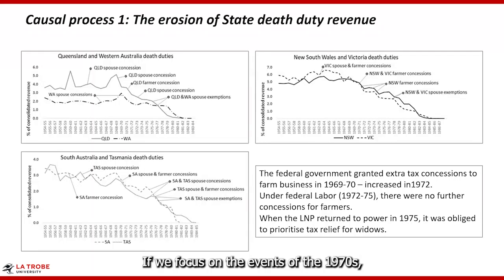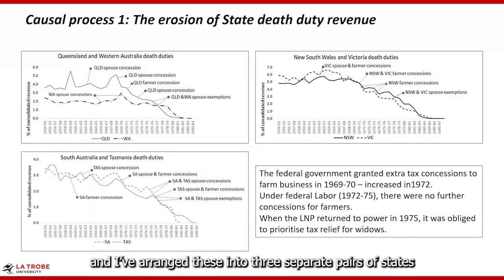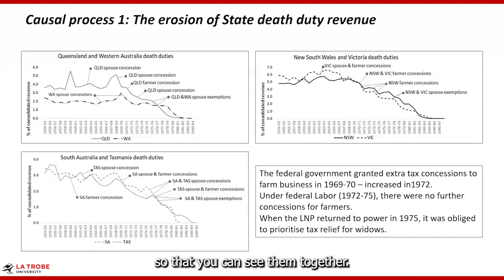If we focus on the events of the 1970s, we miss a longer process of erosion that began earlier. That is the gradual erosion of the importance of the taxes. In response to taxpayer hardship, the state governments gave tax concessions to widows and farmers starting from the late 1950s. In this chart, we can see state-level death duty revenues plotted as a percentage of consolidated revenue from the mid-1950s to the mid-1980s. I've arranged these into three separate pairs of states so that you can see them clearly.